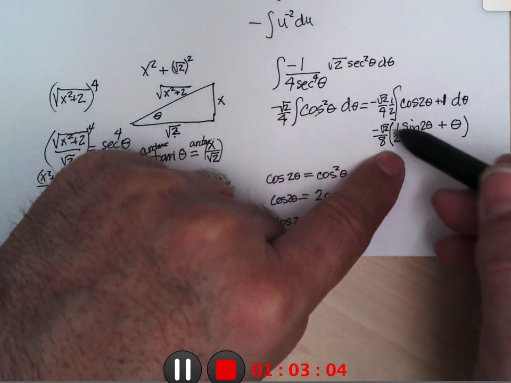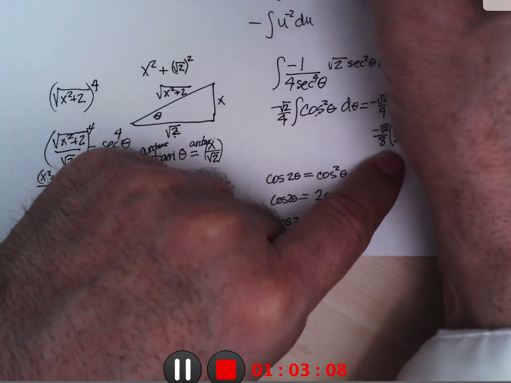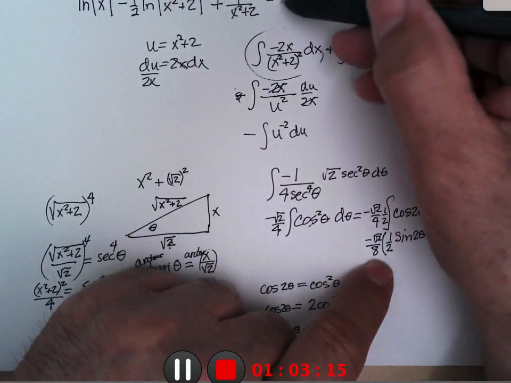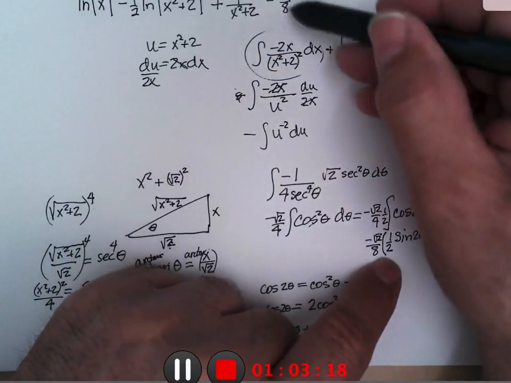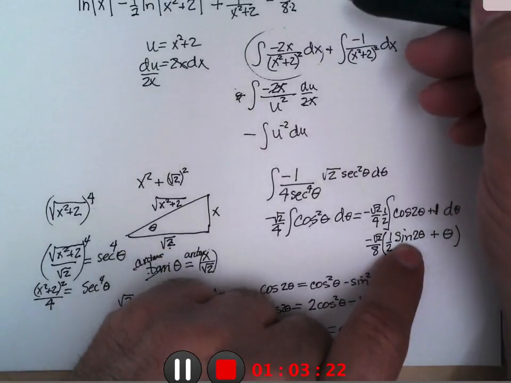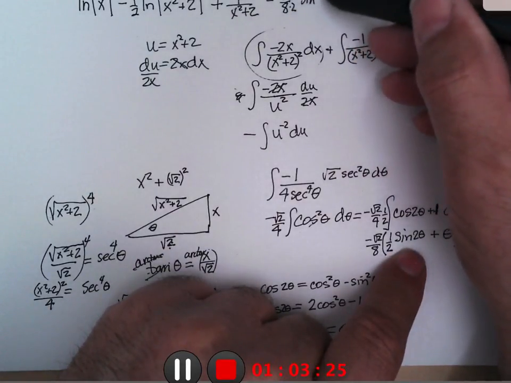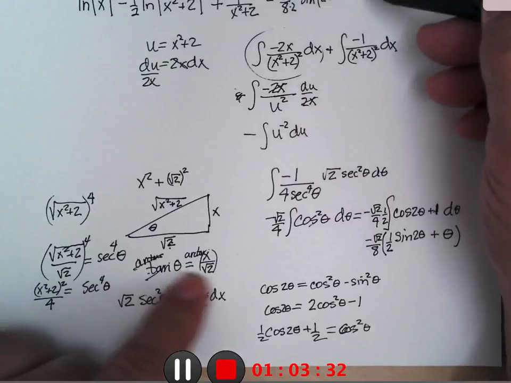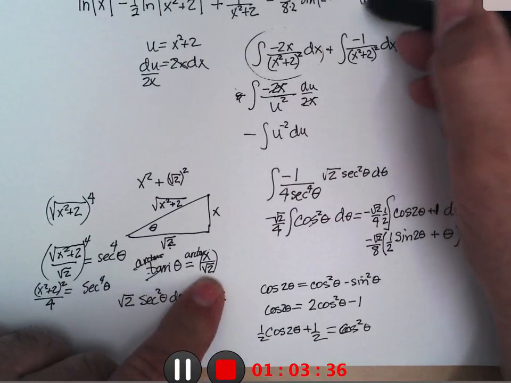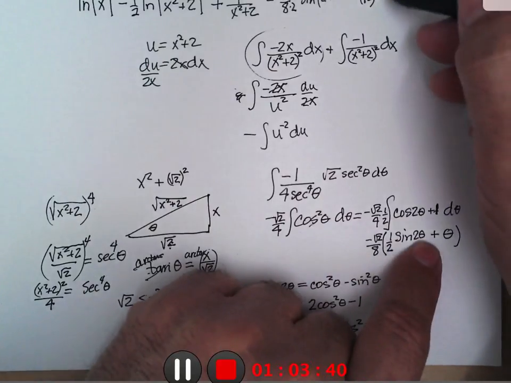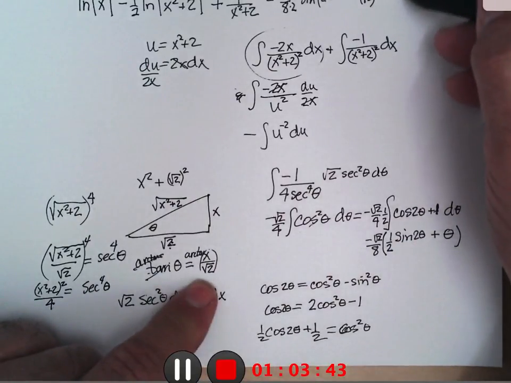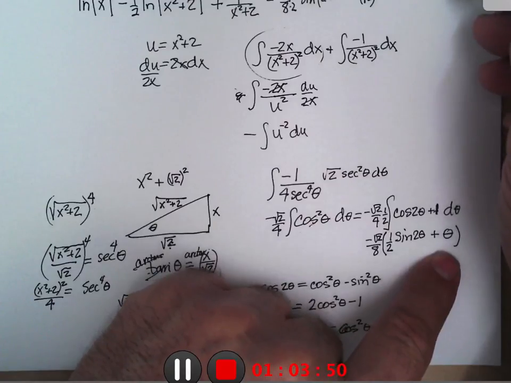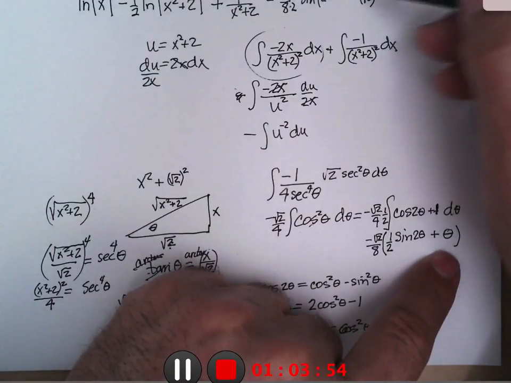minus square root of 2 over 8 times 2 sine of 2 times the arctangent of x over the square root of 2 plus arctangent of x over the square root of 2. And this is times both of these plus c.